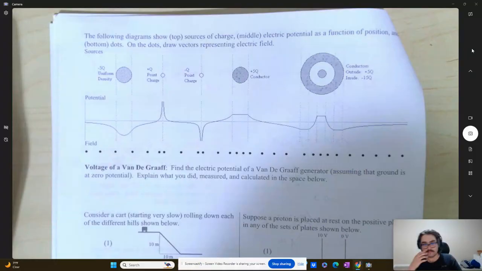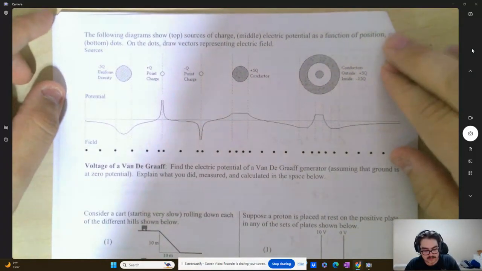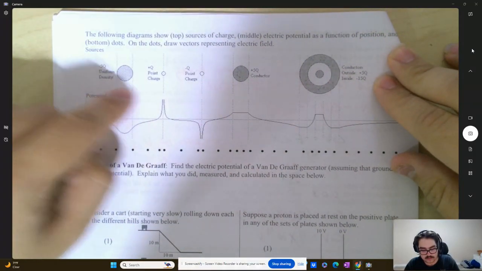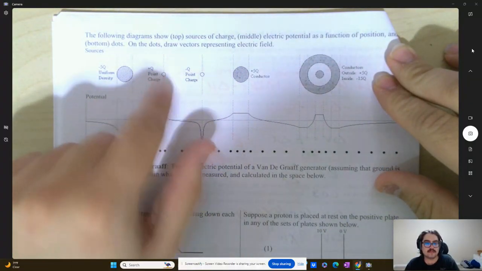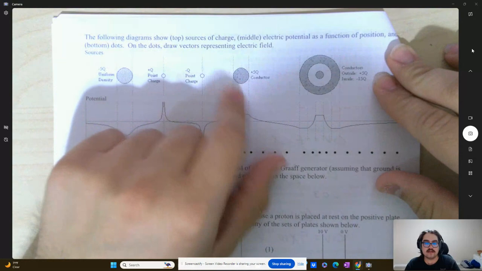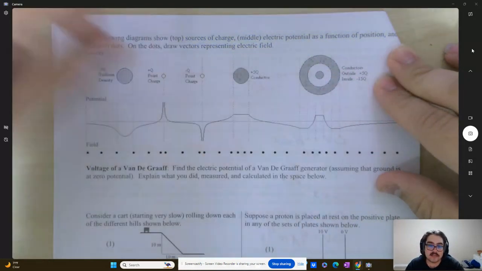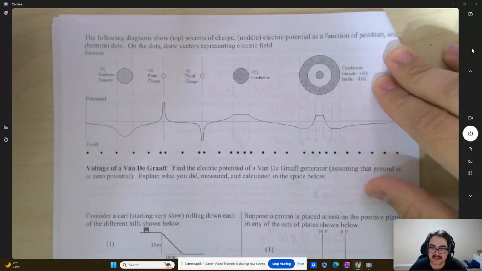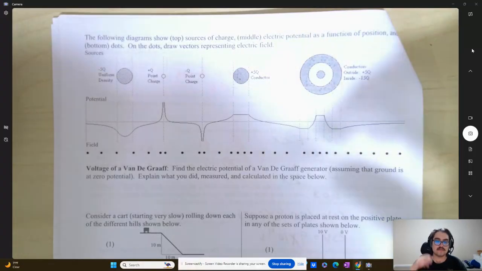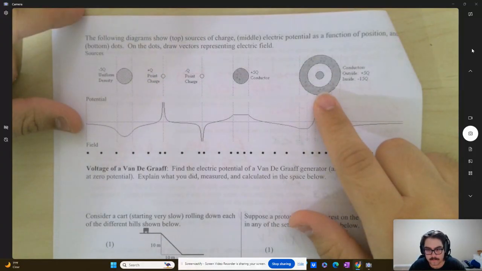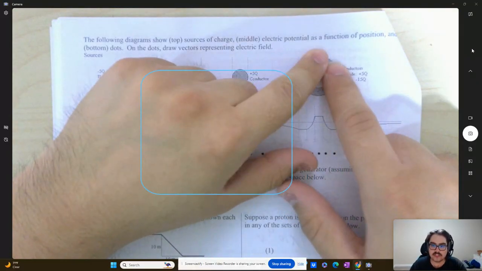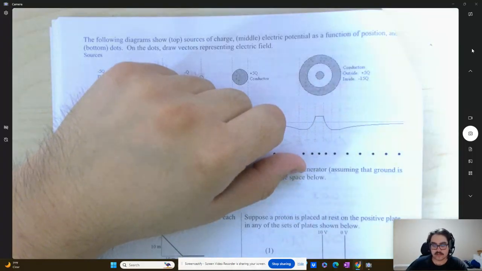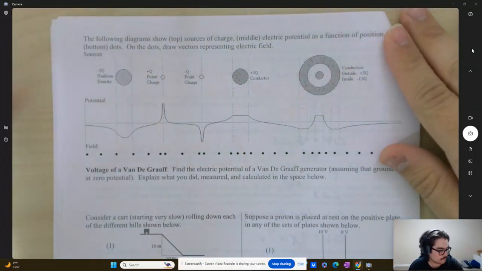potentials. The following diagrams show these sources of charge. The top section shows sources of charge: a uniform density, positive Q, negative Q. These are point charges. Here's a conductor, and here's what's called a nested conductor. You don't really need to know what a nested conductor is right now. You just need to know that a nested conductor is where you have a shell, and then you have another conductor inside of it.